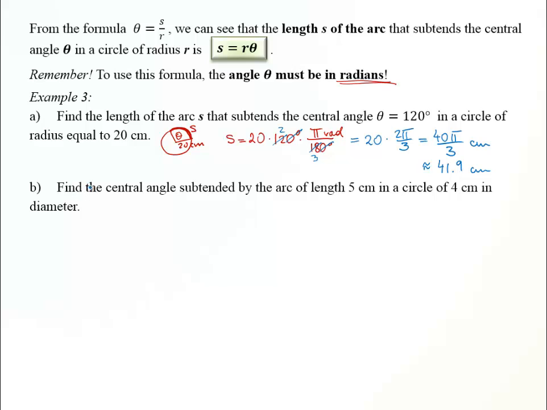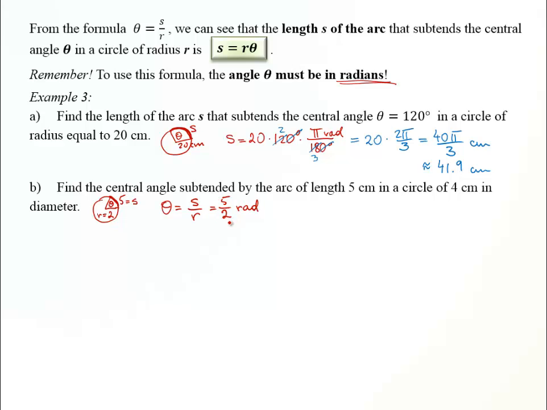Now the second question, find the central angle subtended by the arc of length 5 centimeters in a circle of 4 centimeters in diameter. Okay, if my circle has 4 centimeters in diameter, therefore the radius of it is 2 centimeters. So we have r, we have the length S is 5, we need the theta. Therefore, from the formula, theta is the same as S over r. Therefore, it's the same as 5 over 2 radians.